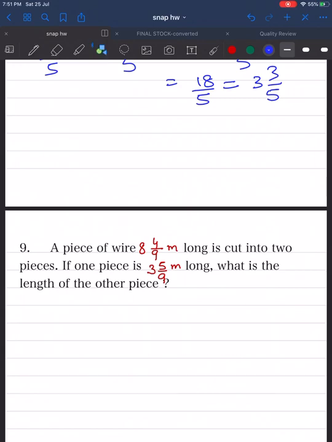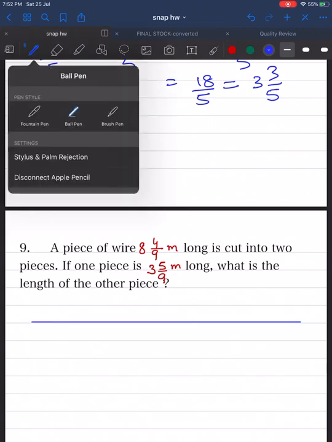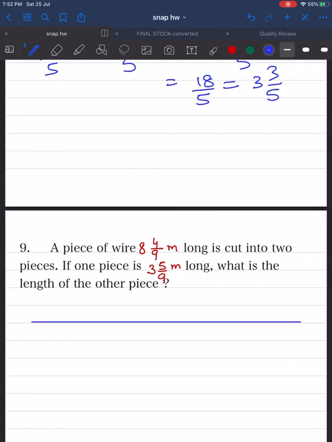A piece of wire 8 4 on 9 meter long is cut into two pieces. If one piece is 3 5 on 9 meter long, what is the length of the other piece? Now let's visualize this question. Now we have a piece of a wire whose length is 8 4 by 9 meter, and let's convert this into improper fraction. So we get 76 upon 9 meters. Now it is cut into two pieces and we are given the length of the first piece as 3 5 on 9. So convert it into improper fraction and we get 32 on 9.